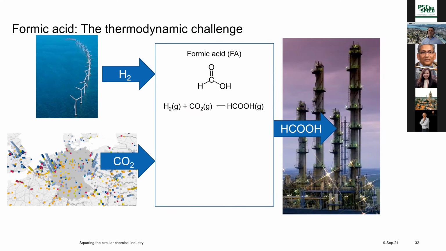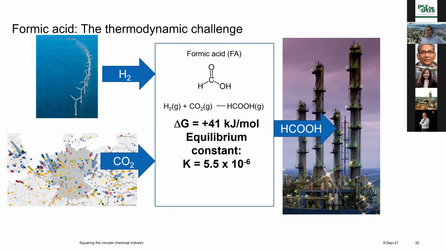The only problem is it only looks so simple as long as you don't know anything about thermodynamics, because unfortunately the delta G of reaction is plus 41 kilojoule per mole in the gas phase. Or in other words, the equilibrium constant is something like 5.5 times 10 to the power of minus 6, telling you that if hydrogen meets CO2, they basically never react to formic acid. Now that's a challenge to the chemists.